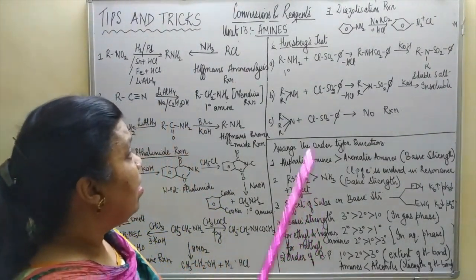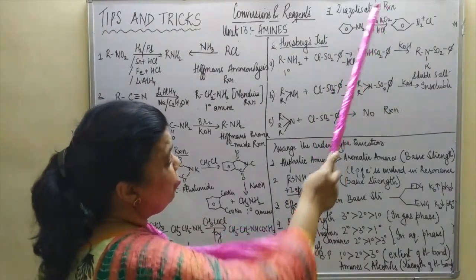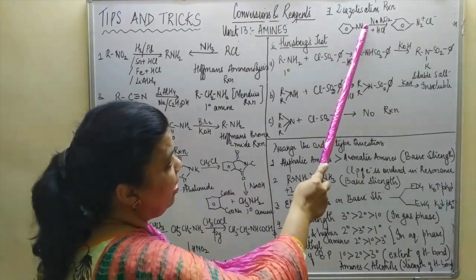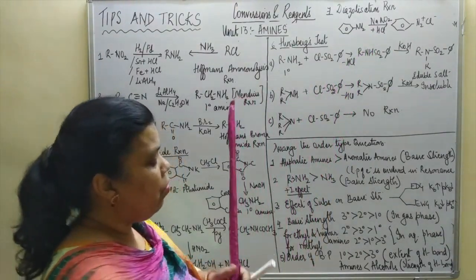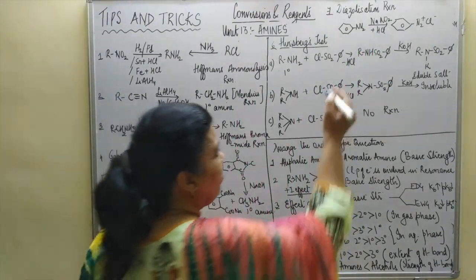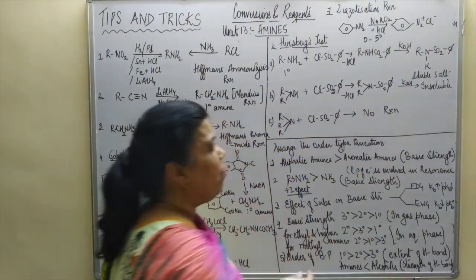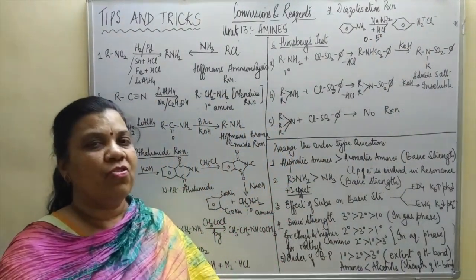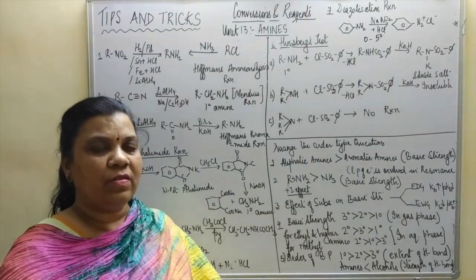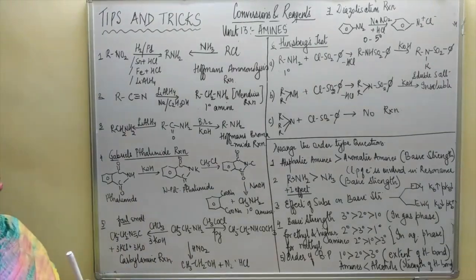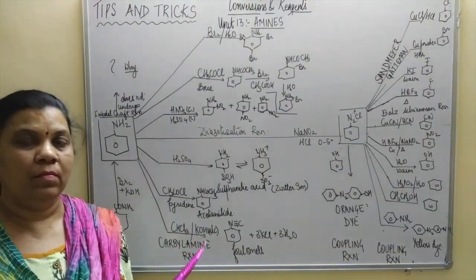Now let us see the diazotization reaction also. Aniline when treated with NaNO2 and HCl at a temperature of 0 to 5 degree will result in the formation of BDC, and this reaction is known as diazotization reaction. So we will proceed with the reactions of aniline now.